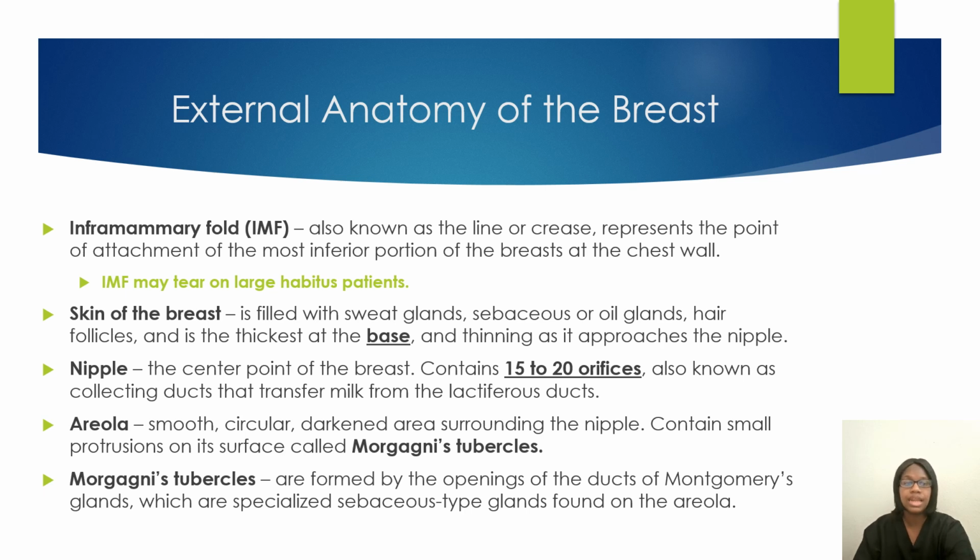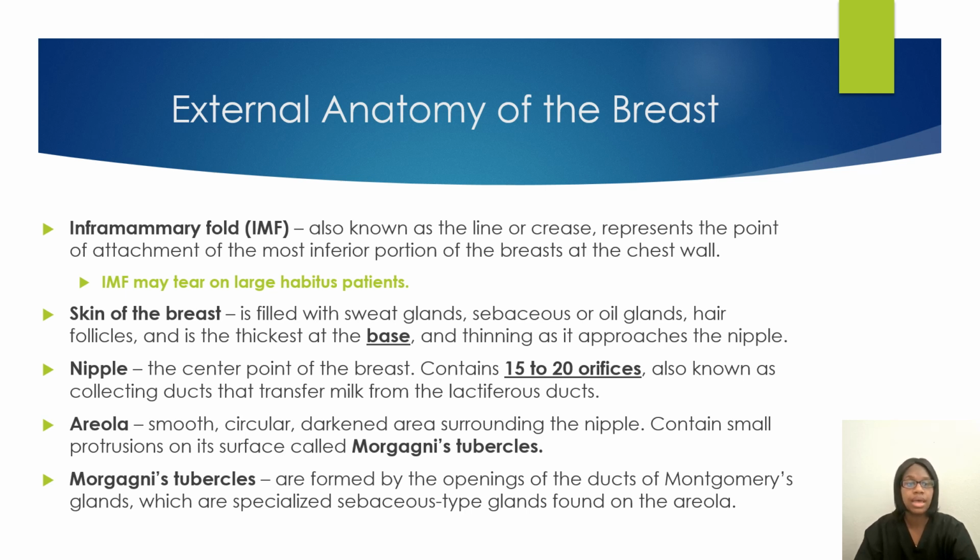So if you cannot get the IMF in there, you can always try to do another 2D image and get just an IMF picture, or also put it in the notes that the patient could not tolerate adequate positioning, just so the radiologist can know that you tried. And on larger habitus patients, make sure that you are careful because the IMF can tear, and whenever it does tear underneath their breast, it's going to make it harder and more difficult to position them.